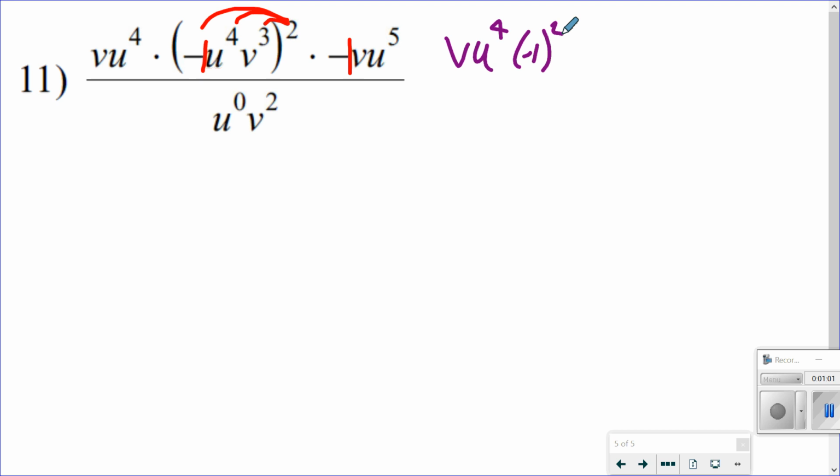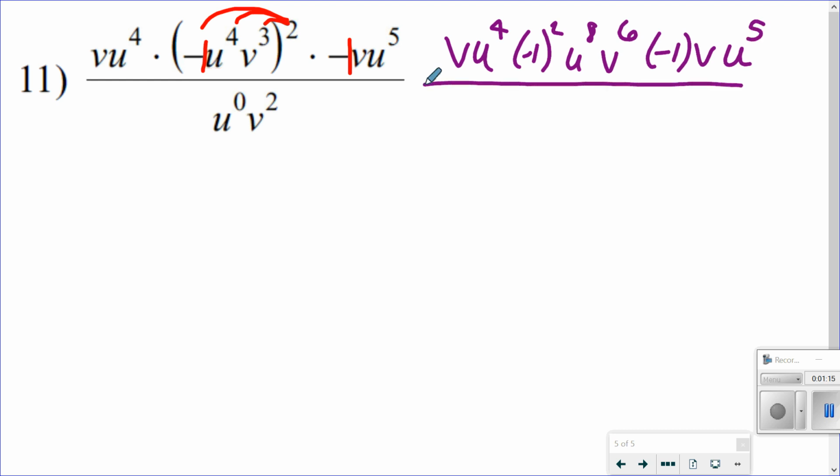U to the 4th squared turns into u to the 8th. V cubed squared turns into v to the 6th. Again, I have another -1, so I'm going to put it in parentheses, v u to the 5th. That is all over u to the 0 and v squared.